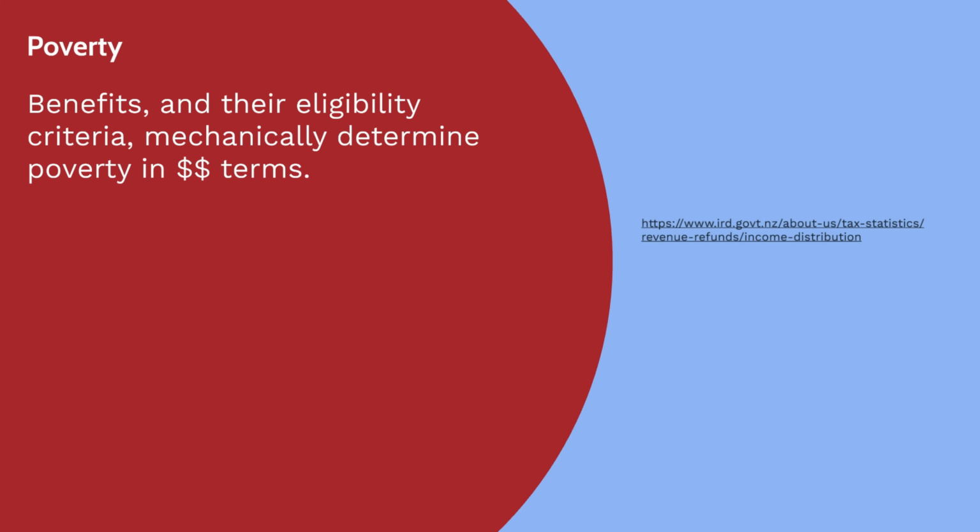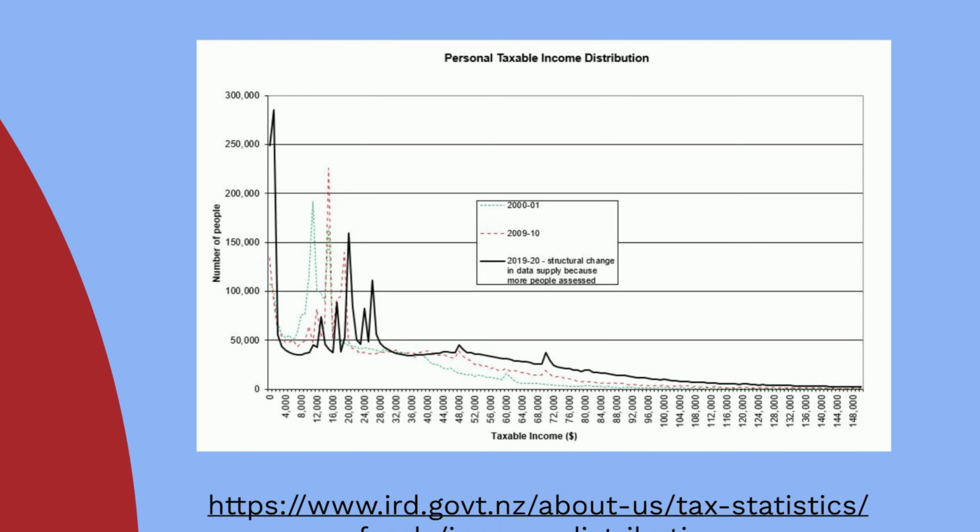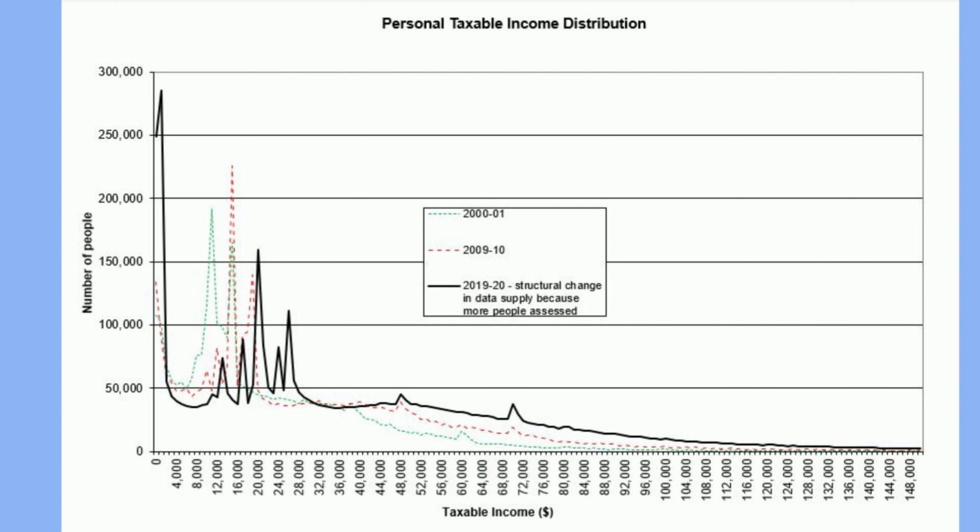To help consider this, we can look at this graph here from IRD. So what we have here is the number of people that receive approximately a certain taxable income.